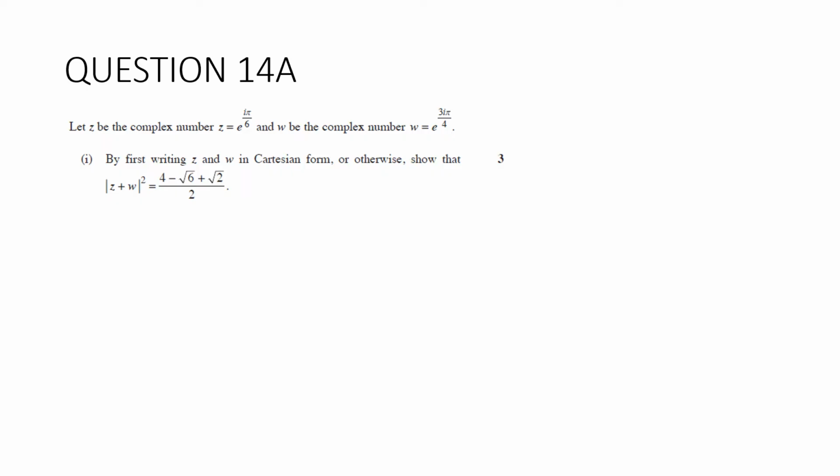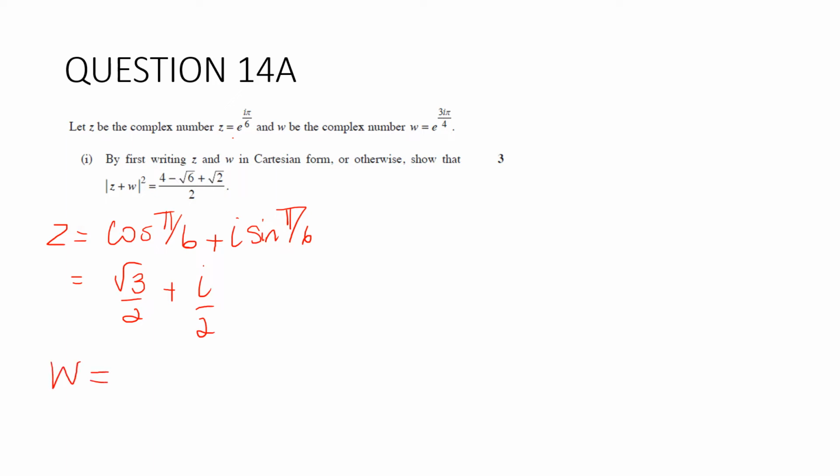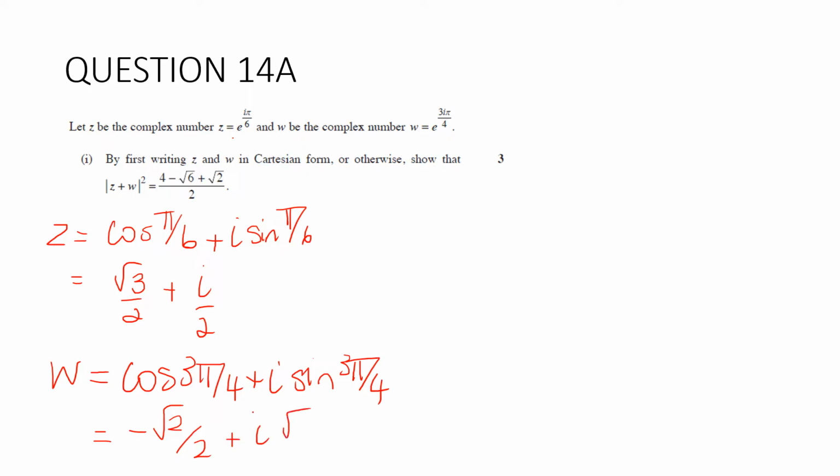so we're going to start by writing in Cartesian form. So z is equal to, you can see it's got a modulus of 1, so it's going to be cos pi on 6 plus i sine pi on 6, which is equal to root 3 on 2 plus i over 2. And then w will equal, again a modulus of 1, cos 3 pi on 4 plus i sine 3 pi on 4, which is equal to negative root 2 on 2 plus i root 2 on 2.